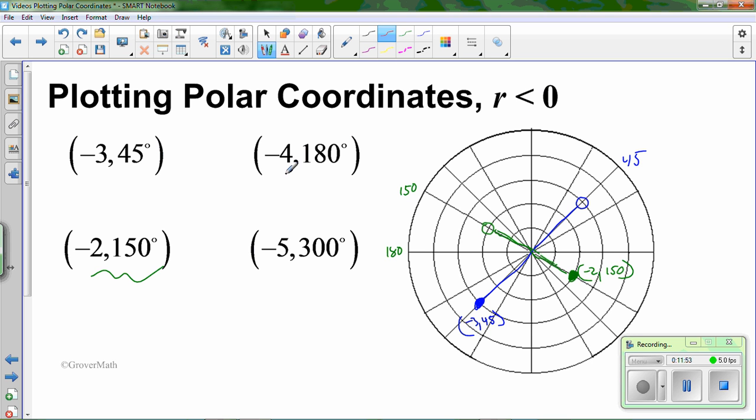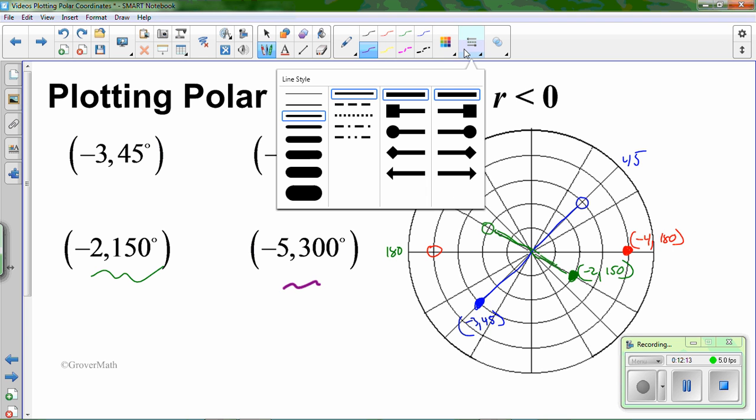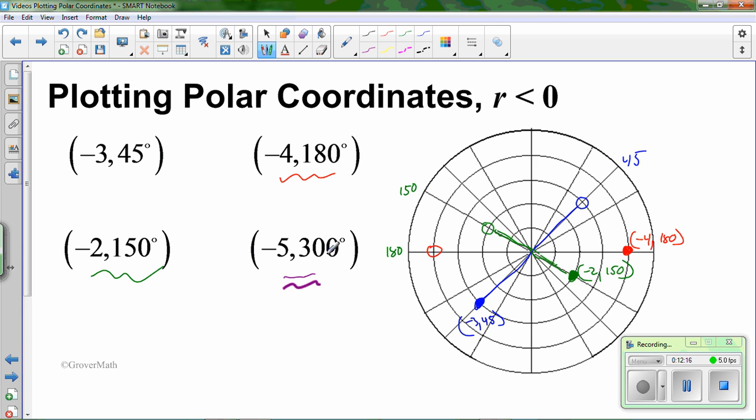Let's just do a couple more real quick. Negative 4, 180. Well, this would be positive 4, 180. So that means shoot across. This is negative 4, 180. And finally, negative 5. Let me make that marker a little bit thinner. Negative 5, 300. The 300 line is here, 60 away from 360. This is the positive 5, 300. Follow it across. Here's your negative 5, 300. All right, and that's plotting polar coordinates. See ya.